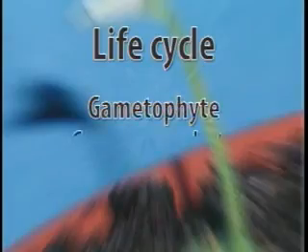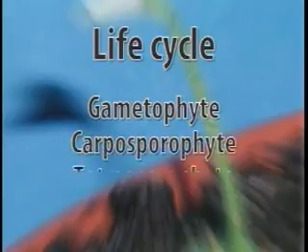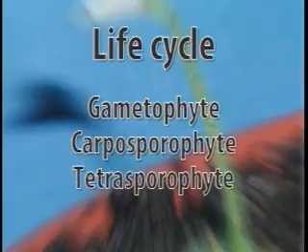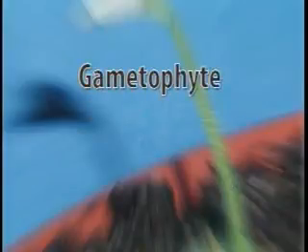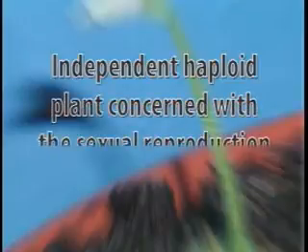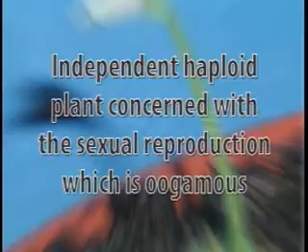Now, the life cycle. The life cycle of Polysiphonia includes three kinds of morphologically similar plants following one after the other. These are gametophyte, carposporophyte, and tetrasporophyte. Let us start with gametophyte. Gametophyte of Polysiphonia is an independent haploid plant concerned with the sexual reproduction, which is oogamous.